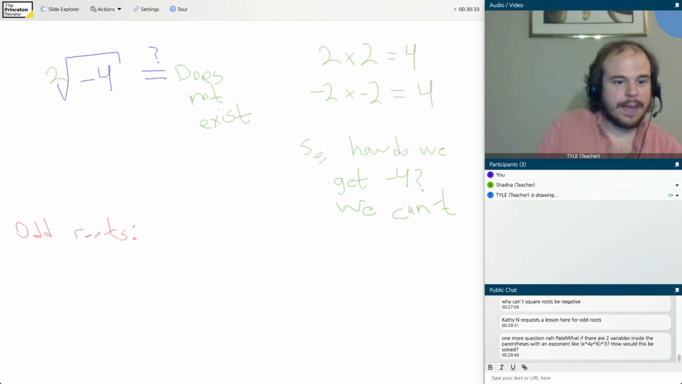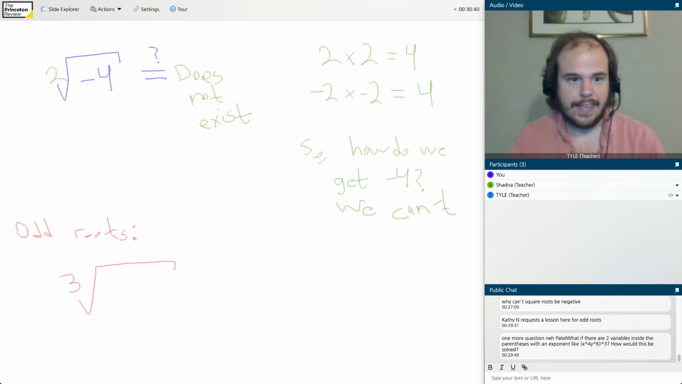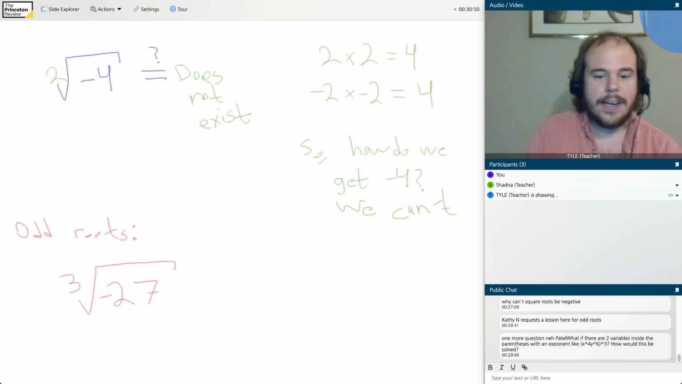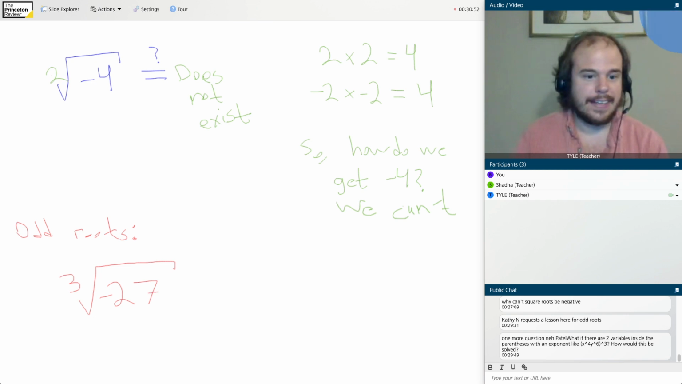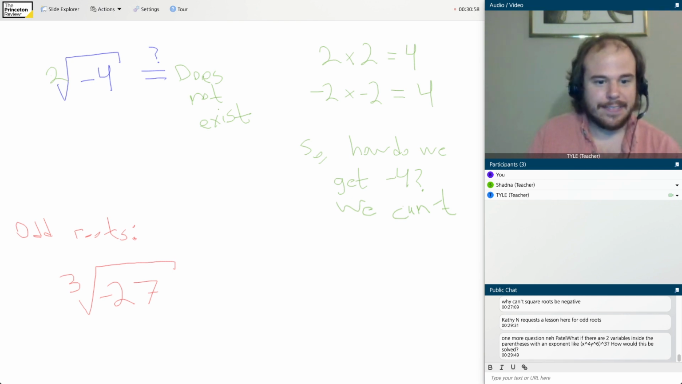So let's say we had the cube root instead, and let's say it's a negative number, because I think that's what the question is about. We talked about negative even roots. Let's talk about negative odd roots. So let's say we had the cube root of -27. I know the cube root of positive 27 is 3, because 3 times 3 times 3 is 27. But what if it's negative?